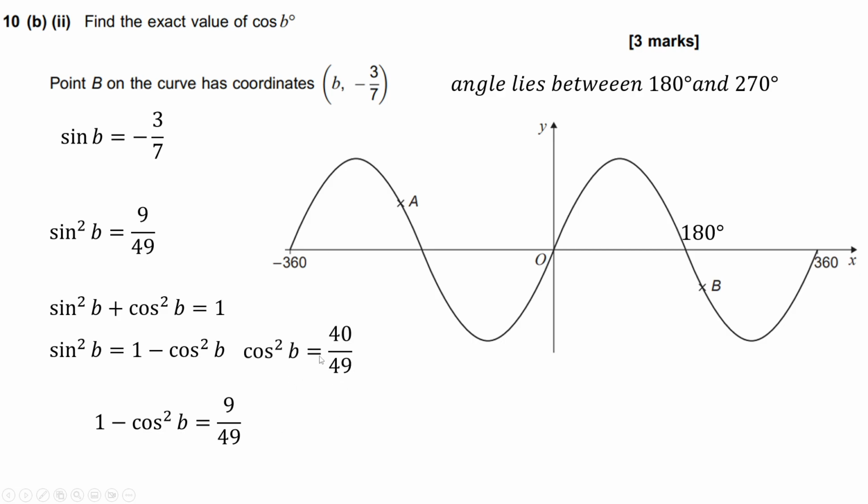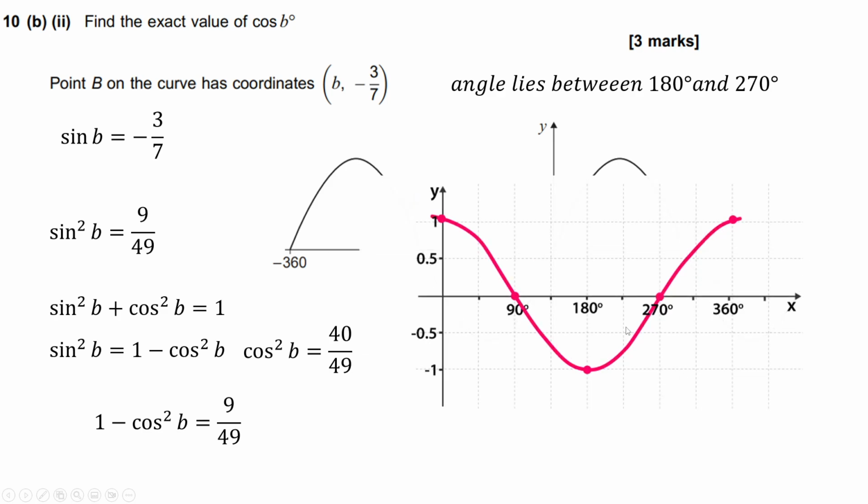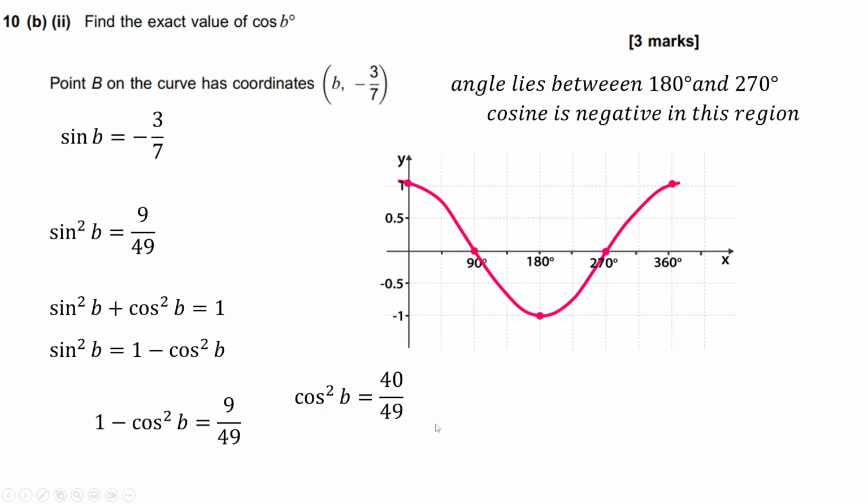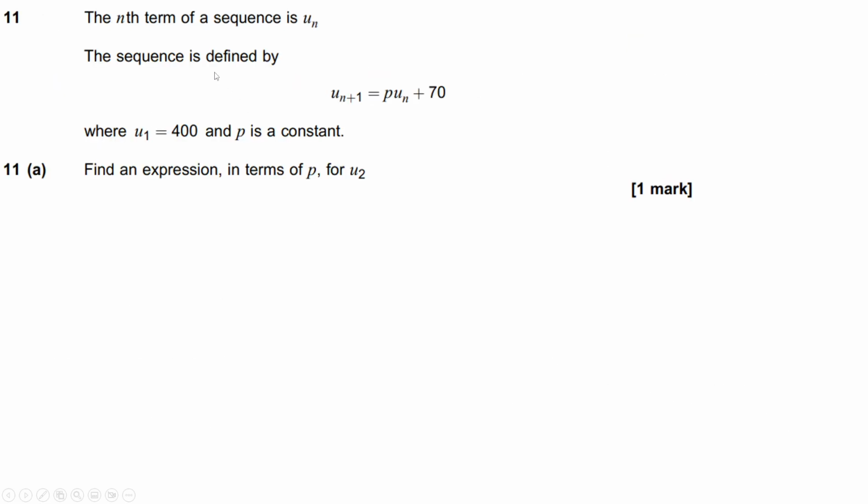Now, just be careful, because when you square root, you're going to have a positive and a negative answer. But if you have a look at the cosine graph, between 180 and 270 degrees, it's actually negative. So when we square root this, we're going to take the negative solution. So it'll be minus root 40 over 7. Obviously, root 49 is just 7. This simplifies into 2 root 10, and that's fine. So you can just say your answer is minus 2 root 10 over 7.